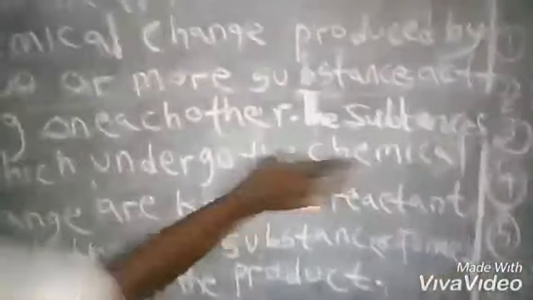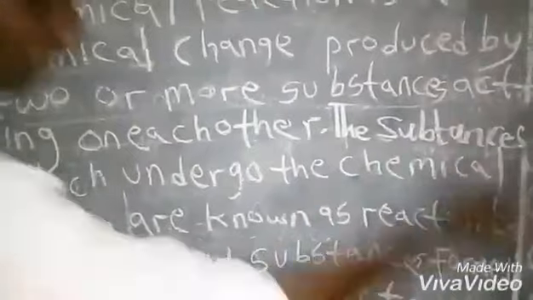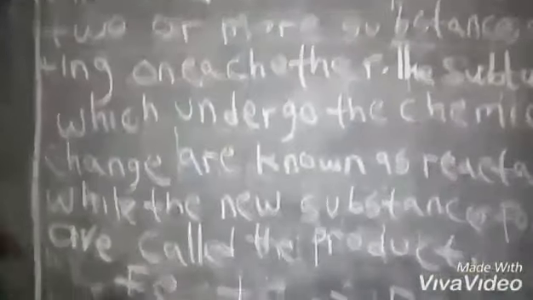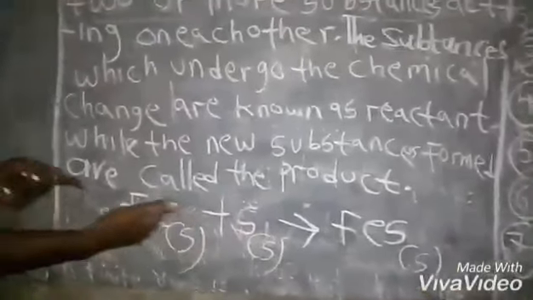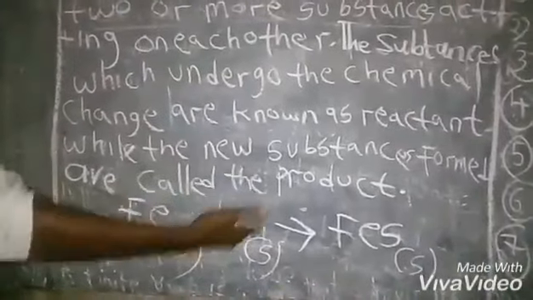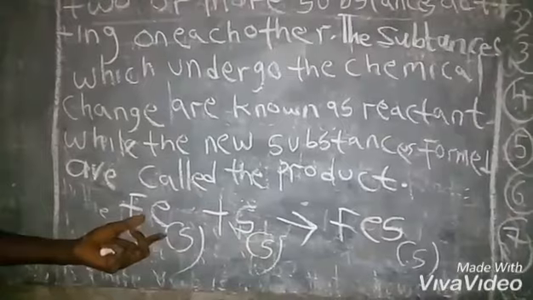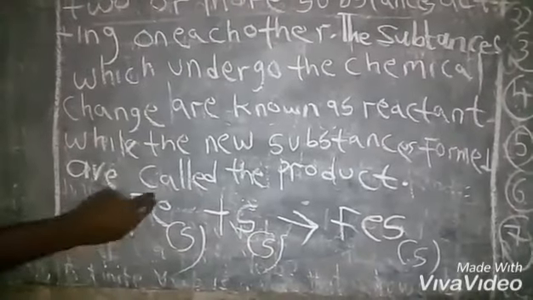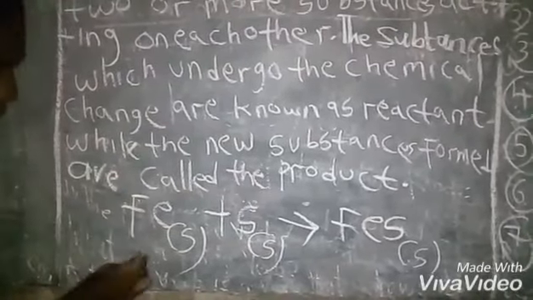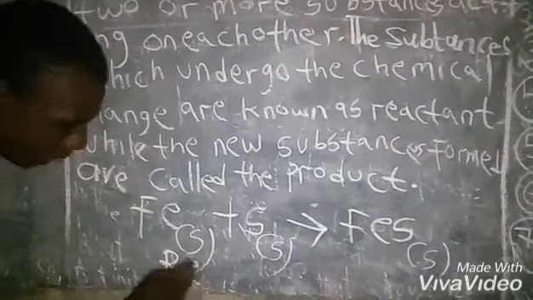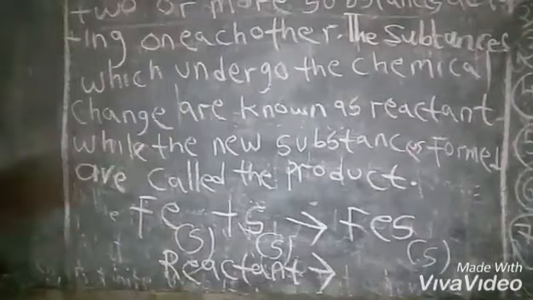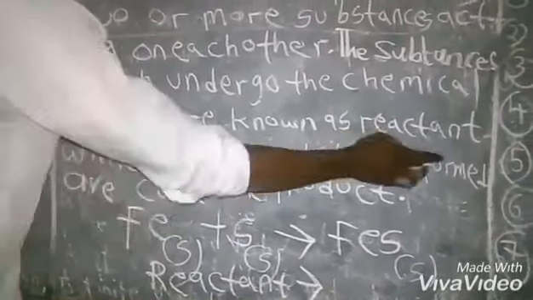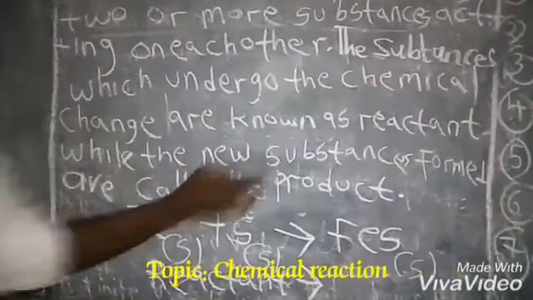Now, the substances which undergo the chemical change are known as the reactants. For instance, when the iron is reacting with the sulfur here, the reaction between the iron element and the sulfur is what we refer to as the reactants. That is the reaction between iron and sulfur. So that is why we always refer to these as our reactants. Also, the new substance formed is called the product.